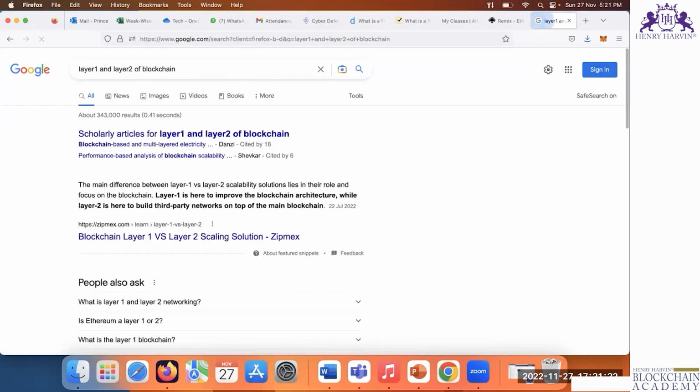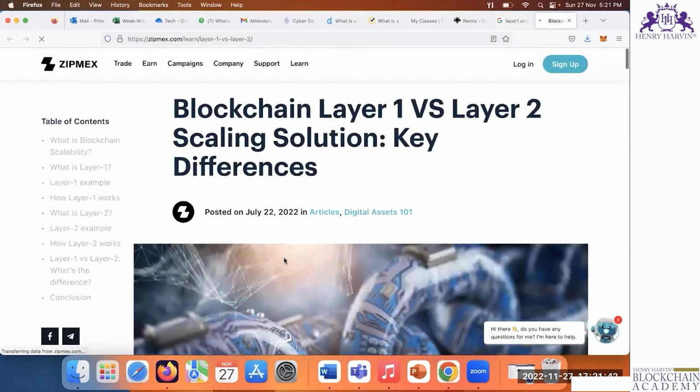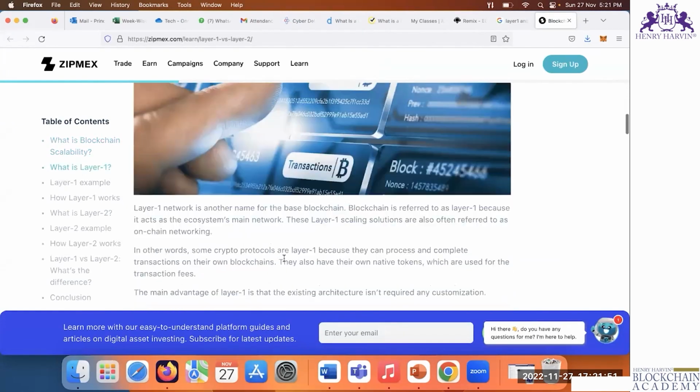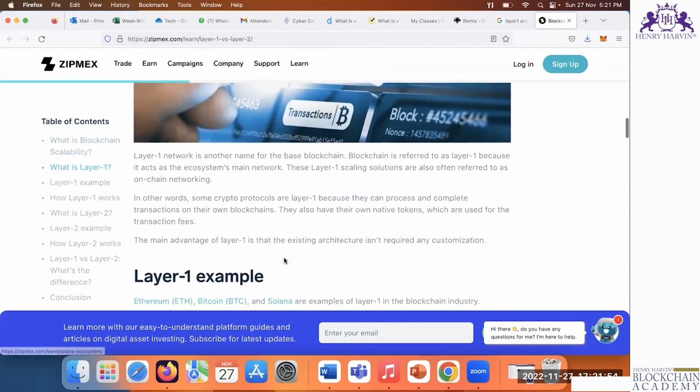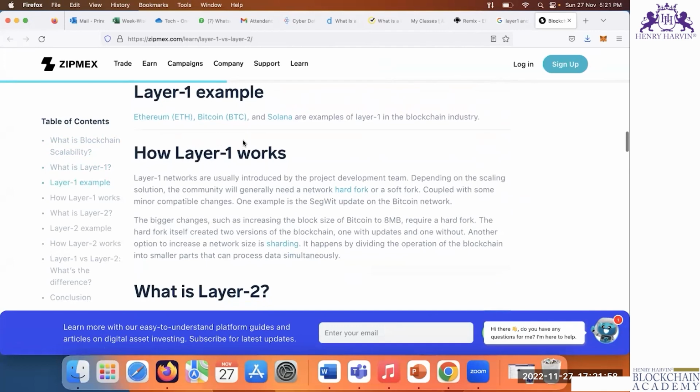It is actually nothing but layer 1 and layer 2. Layer 1 and layer 2 is different. We can say some more features are added in the blockchain. Initially, when the Bitcoin and Ethereum blockchain were there, they worked with layer 1. I can show you some properties of layer 1 and layer 2. Ethereum initially was layer 1.